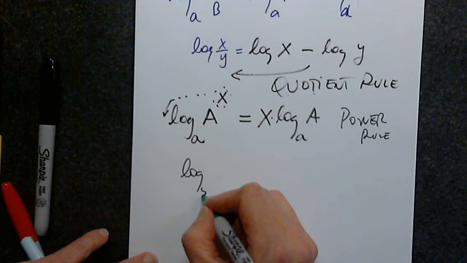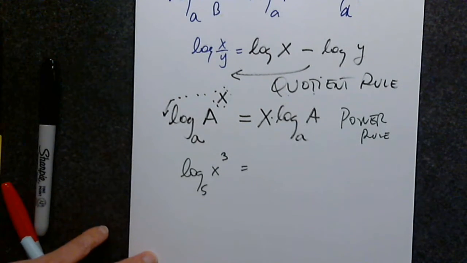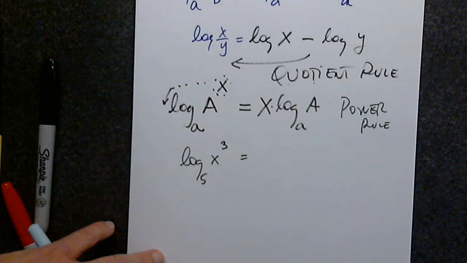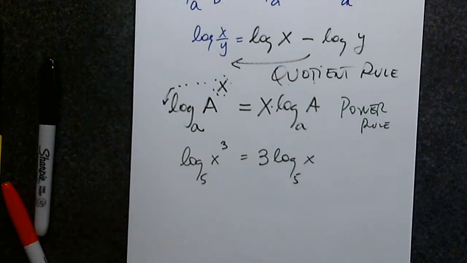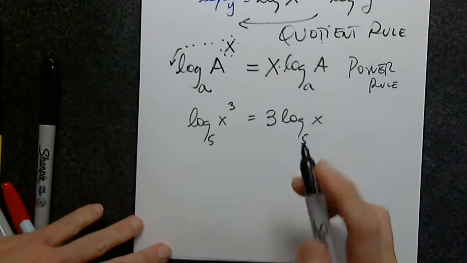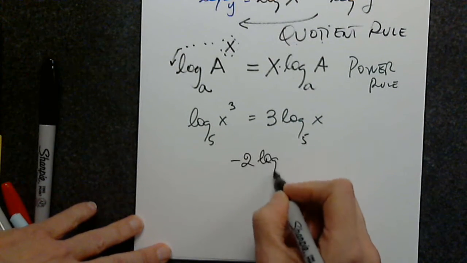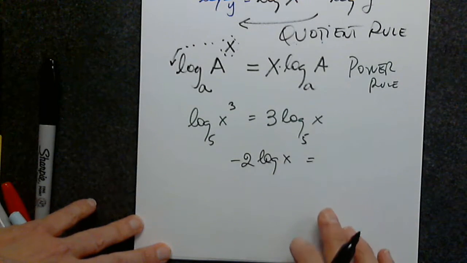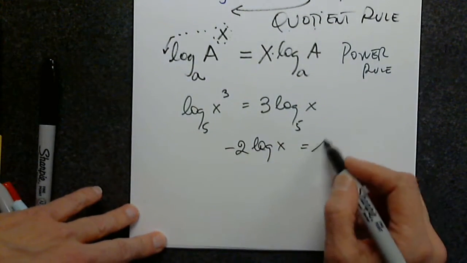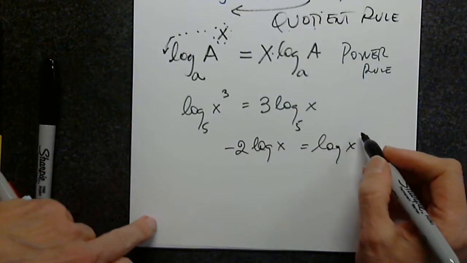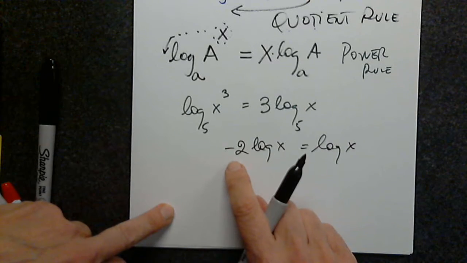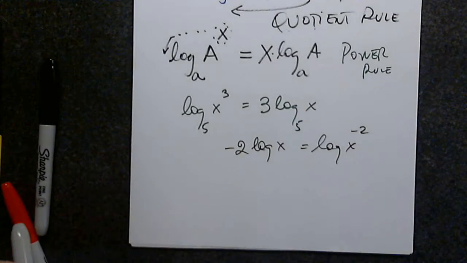Here's an example. Log base 5 of x cubed. What do you think this will equal to? 3 log base 5 of x. Now, if I see a number in front of log, that is a factor that multiplies log. Here's an example. Let's say negative 2 log x. I can go back and write log of x to which power? Exactly what I see. I just have to copy it.